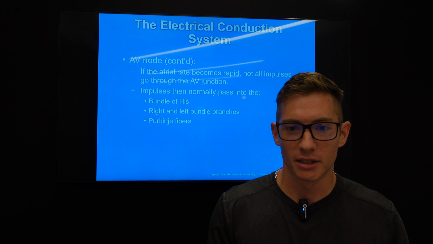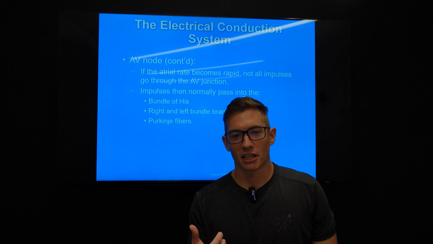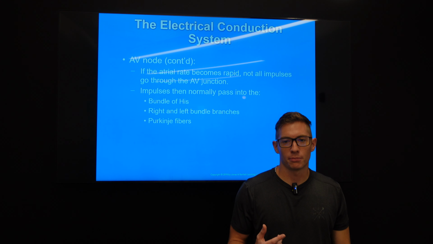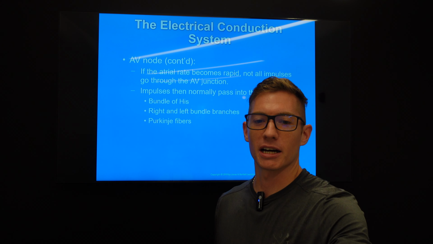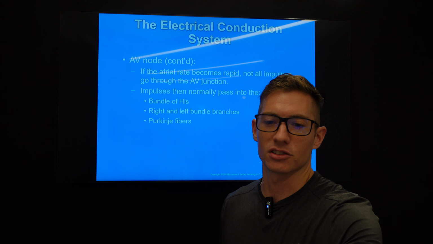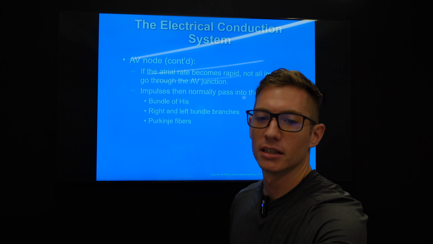They then spread to the Purkinje fibers. So an electrical impulse spreads across the ventricles in about 0.08 seconds while the ventricles simultaneously contract.